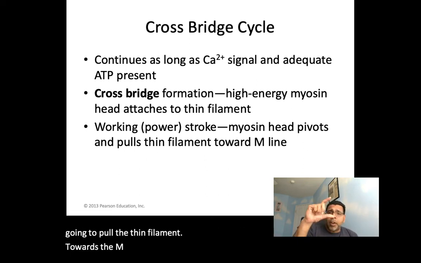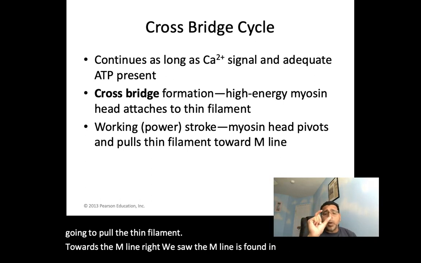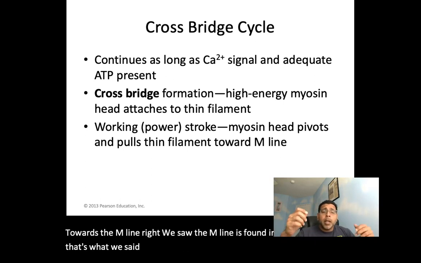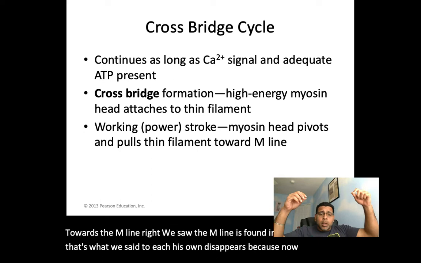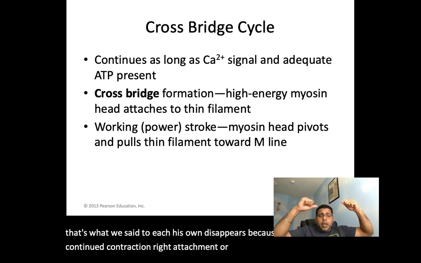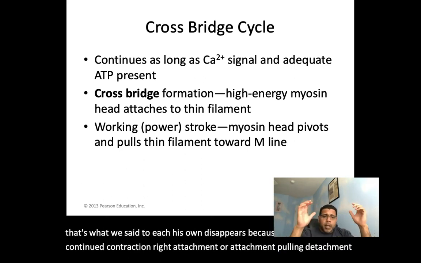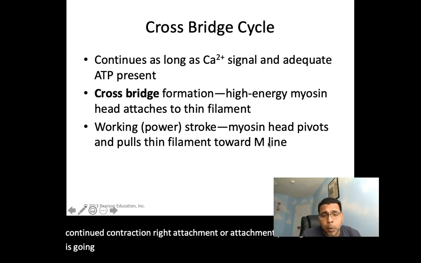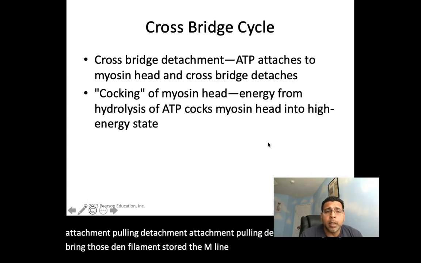We saw the M line is found in the H zone. So that's why we said the H zone disappears, because of this continued contraction, right? Attachment, pulling, detachment, attachment, pulling, detachment is going to bring those thin filaments towards the M line. So we'll get to look at that here as well.